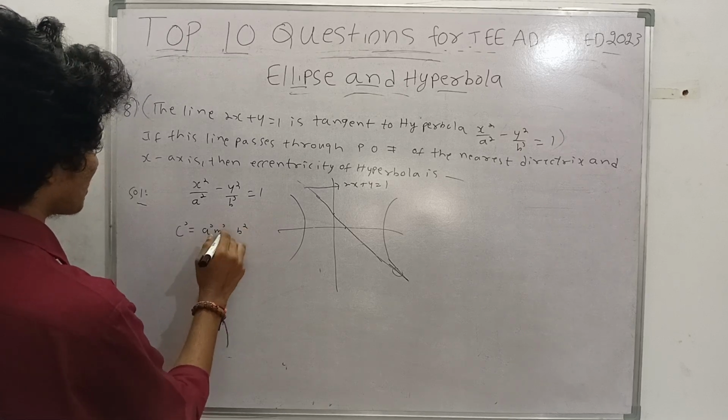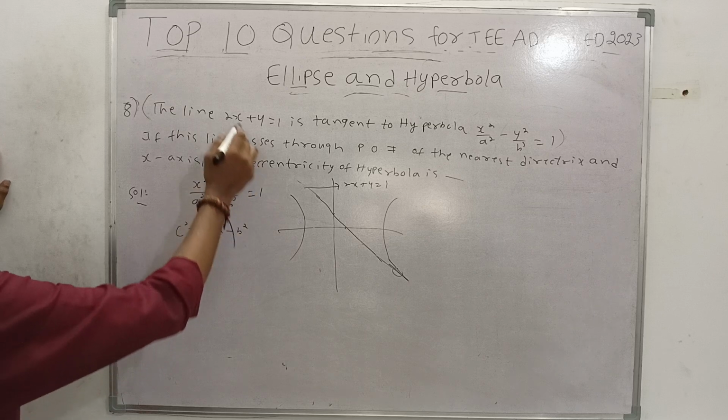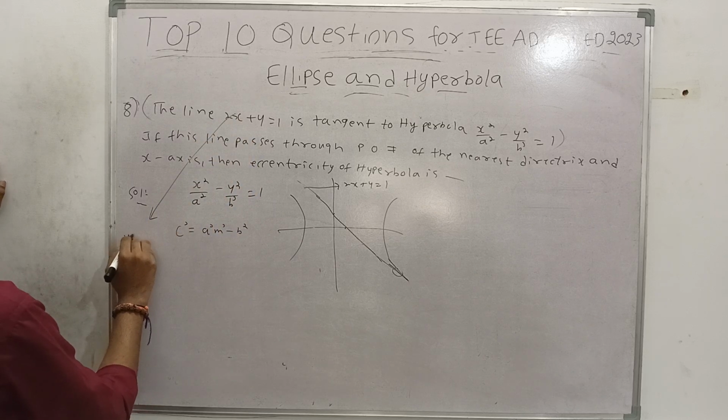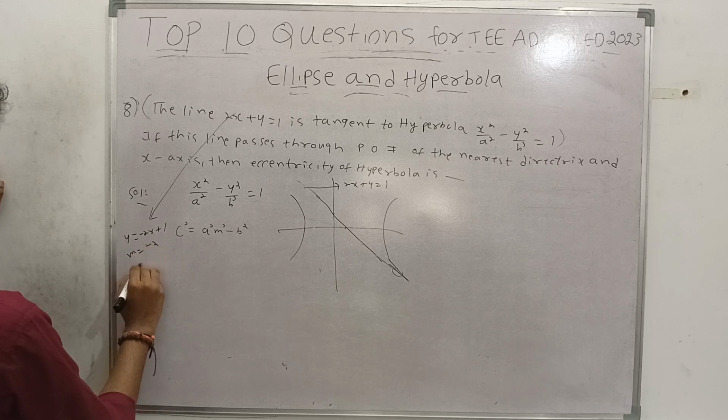It is not plus square, it is minus b square. It will be c square equal to a square m square minus b square. So I am rearranging this equation. So y equal to minus 2x plus 1. Here m equal to minus 2 and c equal to 1.